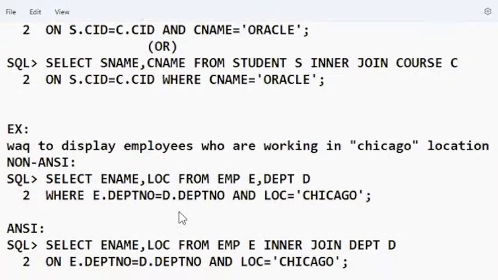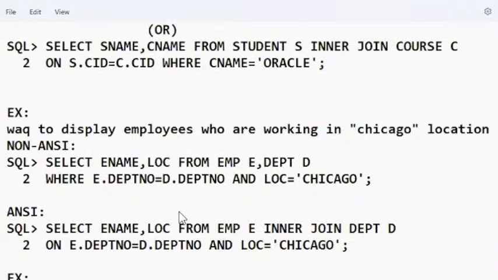Okay, and take next example. Write a query to display sum of salaries of department names wise. Okay, to display sum of salaries of departments names wise.